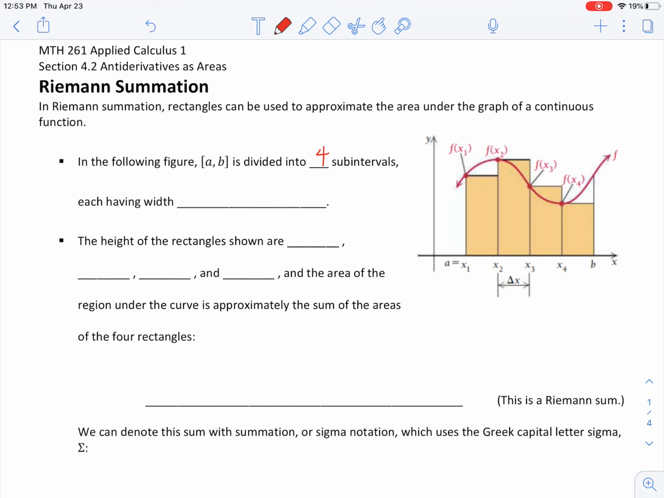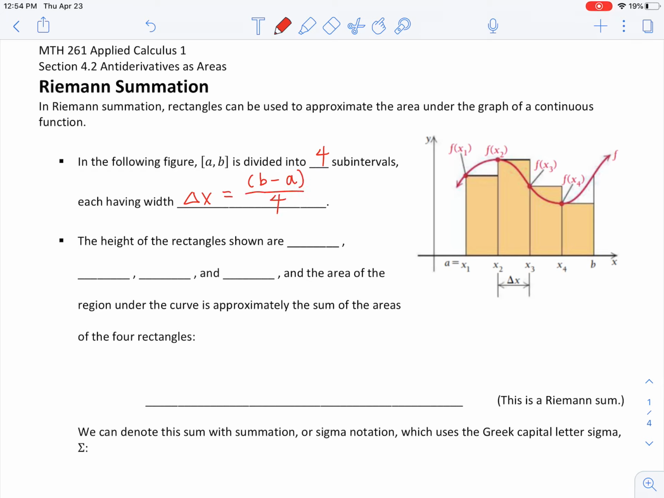So in the following figure, a closed interval, A to B, is divided into how many subintervals? How many rectangles do you see? 1, 2, 3, 4. So we have 4 subintervals, right? And each of them has the same exact width. You notice from x1 to x2, and from x2 to x3, and x3 to x4, these widths are all the same. And we use the notation delta x, change in x, to describe the width.